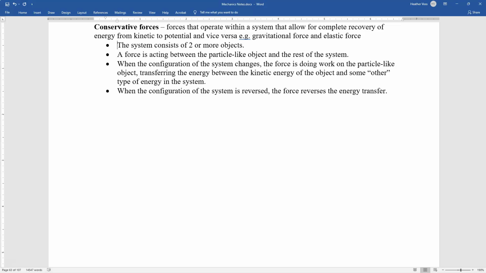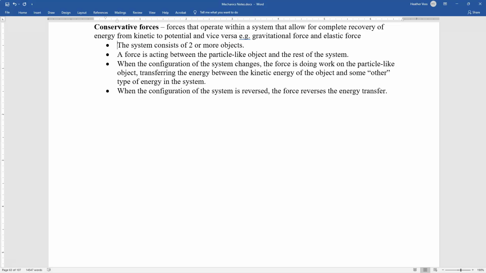If we're dealing with the tomato being thrown in the air, there's a force acting between the tomato and the earth, because the earth was part of that system. When we change the configuration of the system, the force that's doing work on the particle-like object, the tomato in that case, is what's changing the energy. It's transferring energy from one type to another. So it could go between kinetic and potential or some other form of energy in the system.